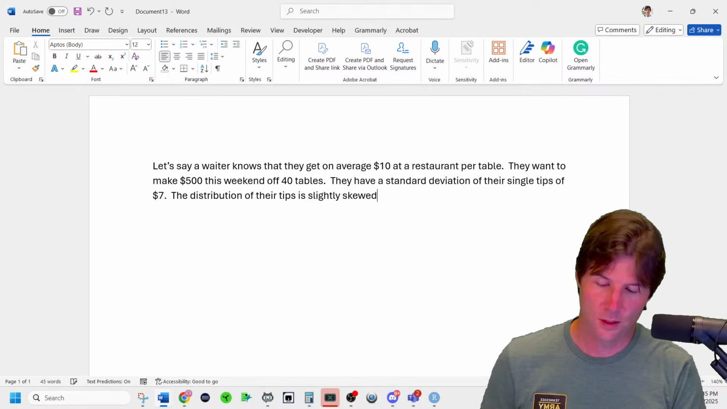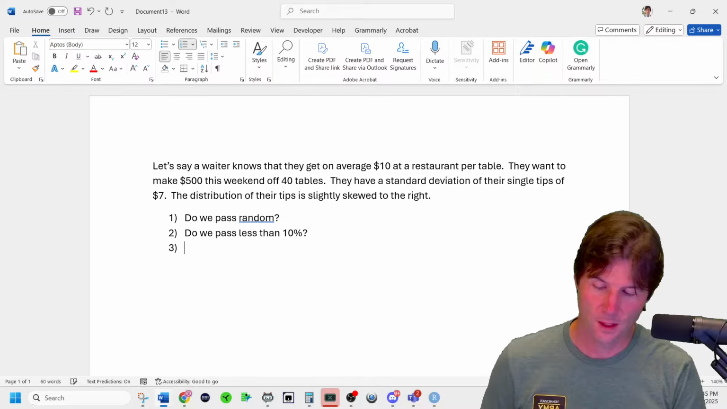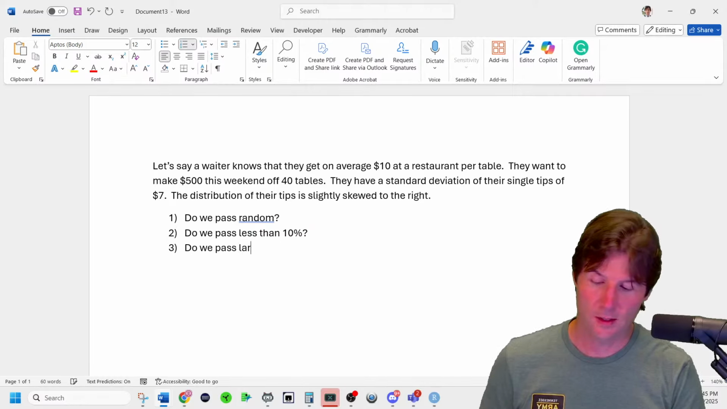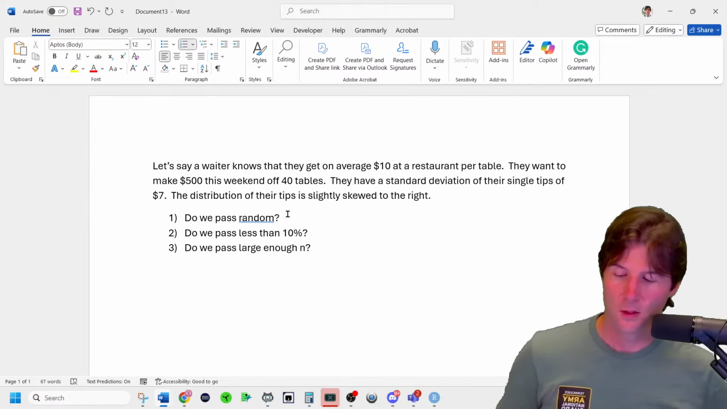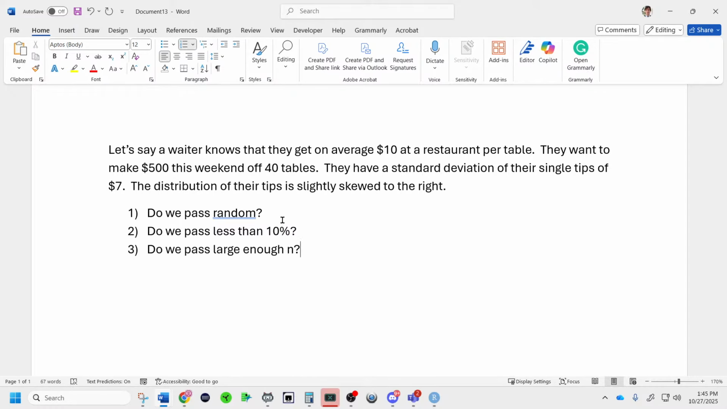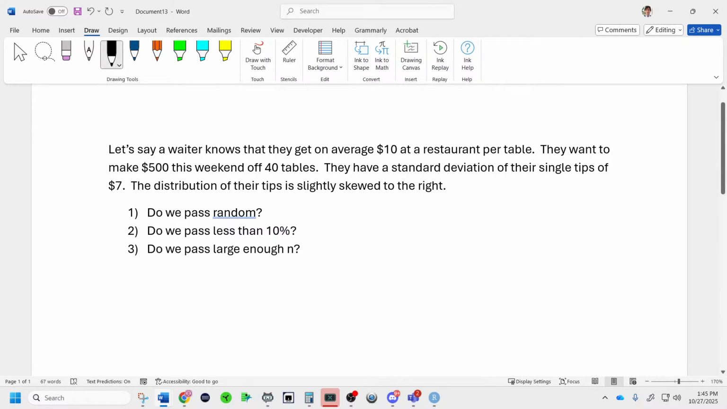Question 1, do we pass random? Question 2, do we pass less than 10%? Question 3, do we pass large enough n? So let's explain how to do this and check each condition. Well, random can be debated here, because is it random? This is where some people might say, I don't really know. This question is not clear. It wouldn't make a good test question. It'd be a good written test question, but this one is like, I don't really know, because it doesn't state it's random. And people coming to a restaurant, if it's the weekend, are not truly random. There are arguments against it, and arguments for it, to say it's just a random assortment of people who come to the restaurant.